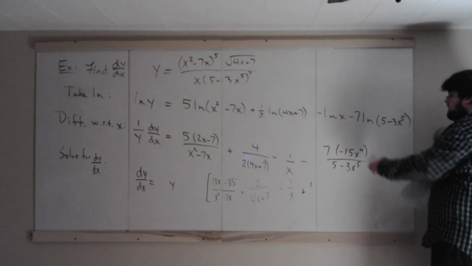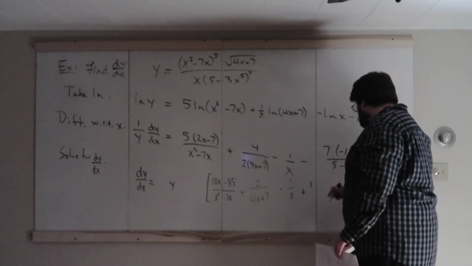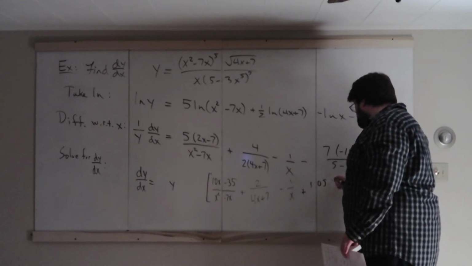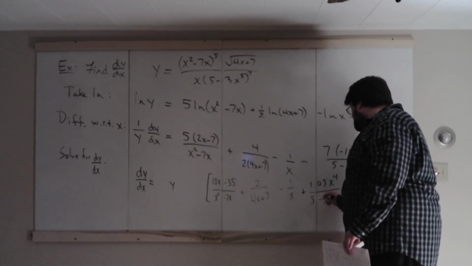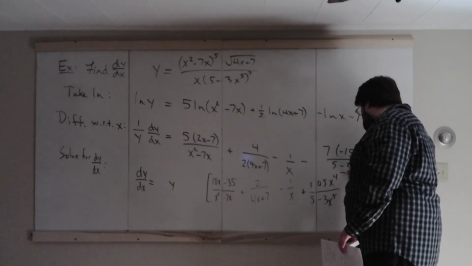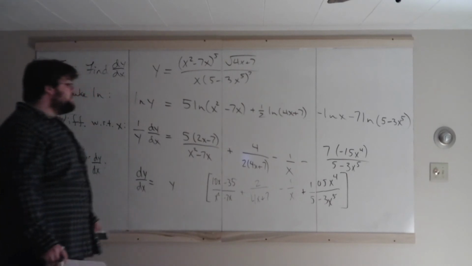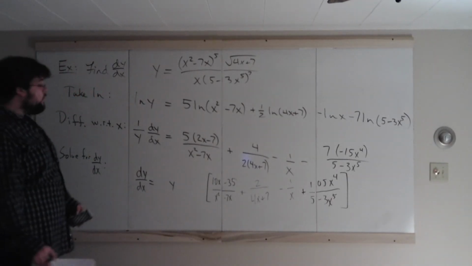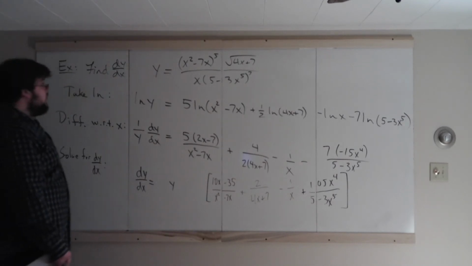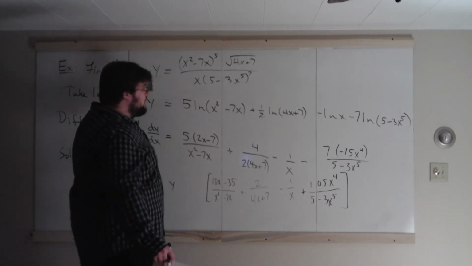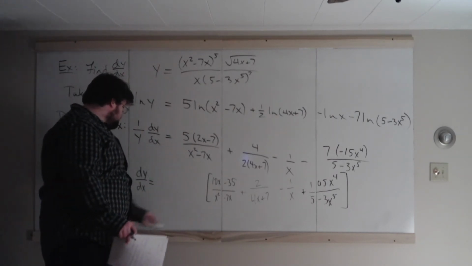Negative 7 times negative 15 is 105, because it's what, 35 plus 70? So plus 105, x to the 4, all over 5 minus 3x to the 5th. So we wanted to find dy/dx. Well, here's dy/dx. But when you can get rid of y's, you should get rid of y's. So we would get rid of that y. Well, y just equals this up here. So let's replace this y with that original function.